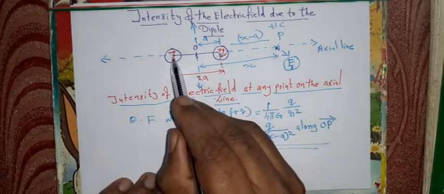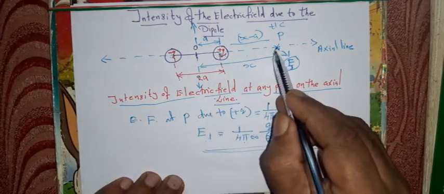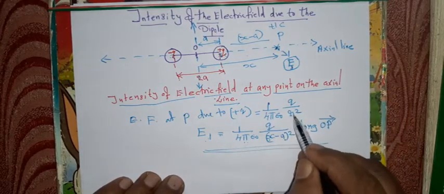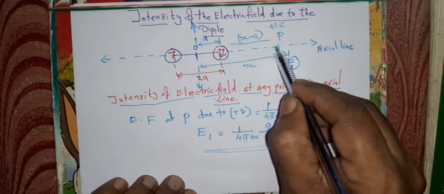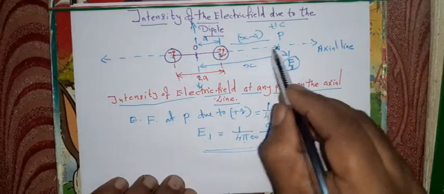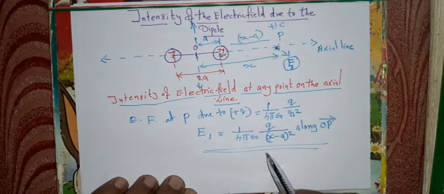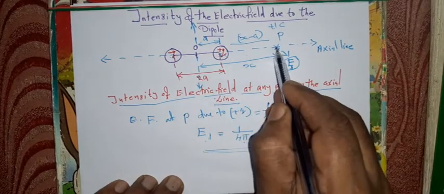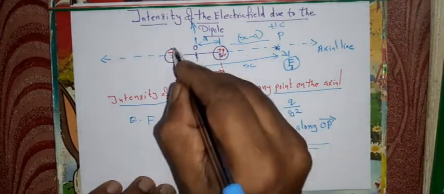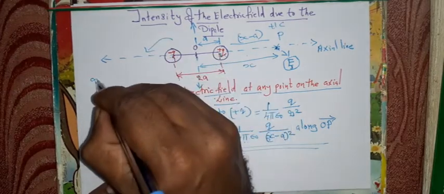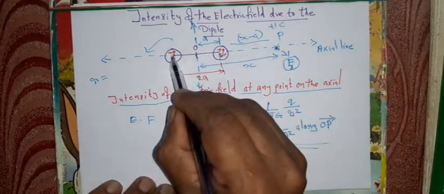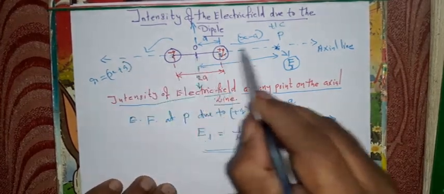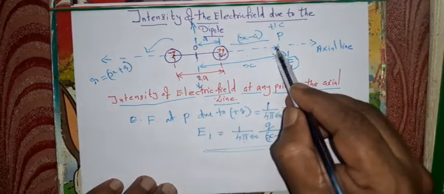Next, you have to find out the intensity of the electric field produced by minus Q at P. The same formula can be used. The intensity of the electric field produced by minus Q at P is 1 by 4 pi epsilon 0 into Q by R square. What is the value of R? R is the distance between minus Q and P. In this case, what is the distance? P to this distance. This is X plus A.